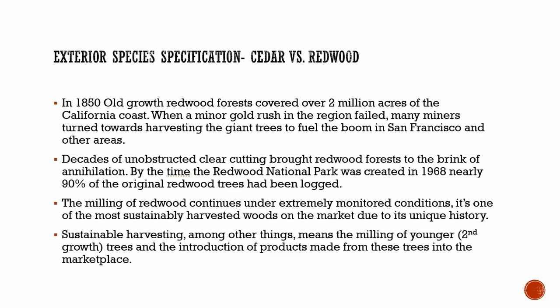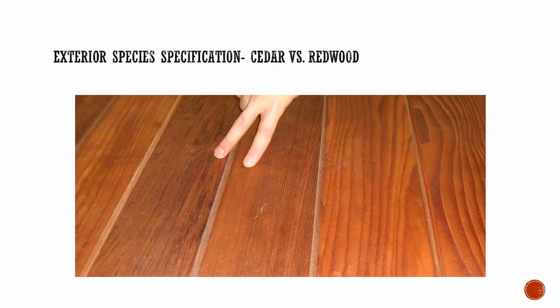Redwood is the most sustainably harvested wood now, and the reason it's the most sustainable is because it was our example of why you have to do sustainable harvesting. We almost extincted the species. It is now an endangered species. So redwood of today is way different than it was in the 60s and 70s because of the introduction of these younger trees into the marketplace. All right, so I go in depth on what these differences are. The main difference is performance.